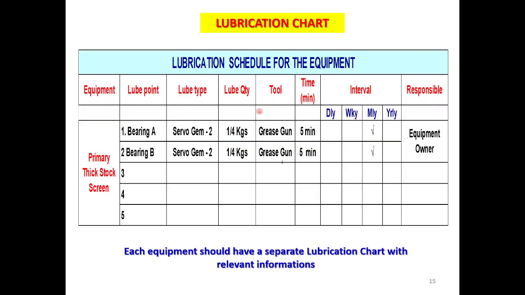Next, in CILT, we come to lubrication. First, prepare a lubrication chart and write down the name of the equipment, the number of lubricant points, and the location names where they are located. Then mention the type of lubrication and quantity to be used, the tool to be used for lubrication, the time it takes for lubrication, the interval schedule fixed for lubrication, and who is responsible for all these activities. The mechanical maintenance personnel will help the operator in preparing this lubrication schedule.